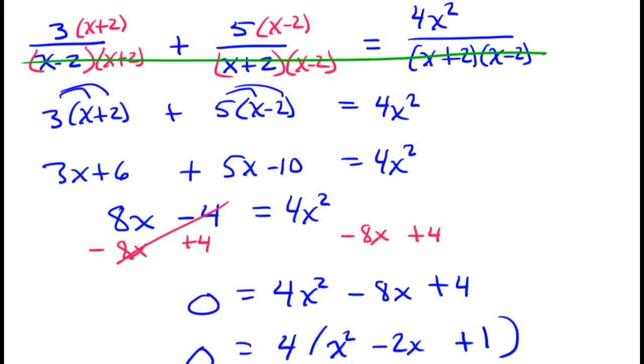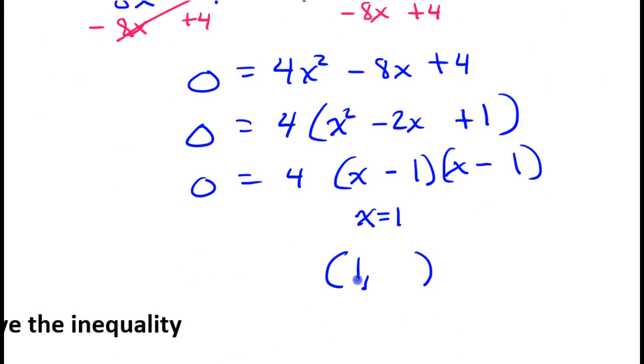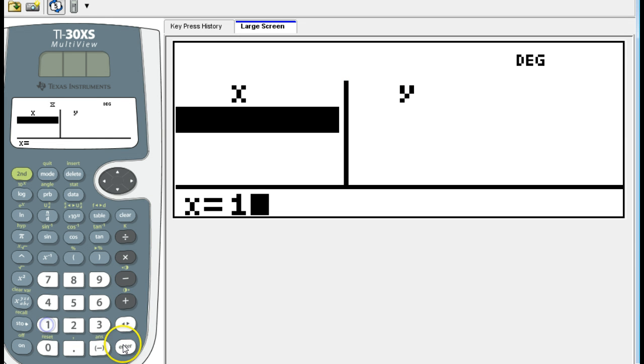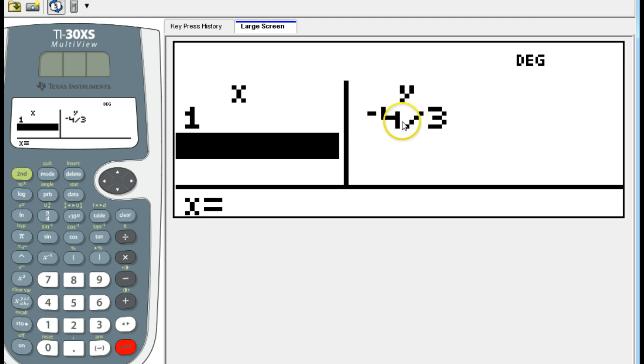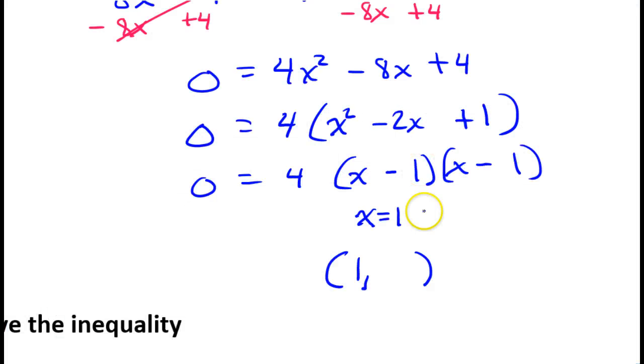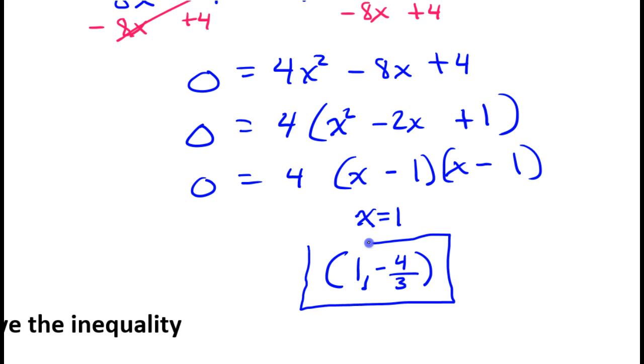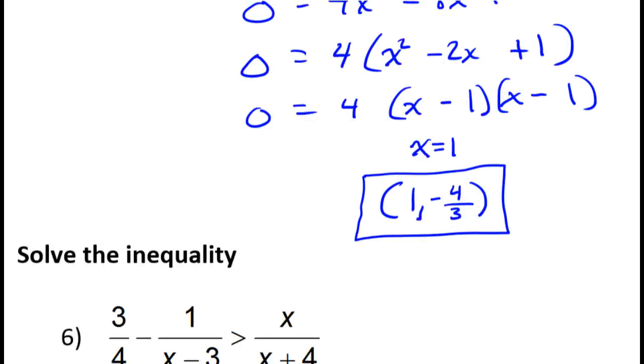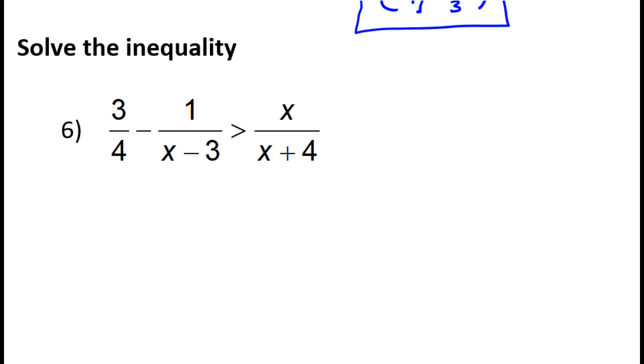I want to know what happens when the x value is 1. So if I just type in 1, and boom, the y value is negative 4/3. So there I go, negative 4 over 3. So this is the solution to the system. Okay, that just leaves the inequality. Alright, so this will be the last problem on this video.